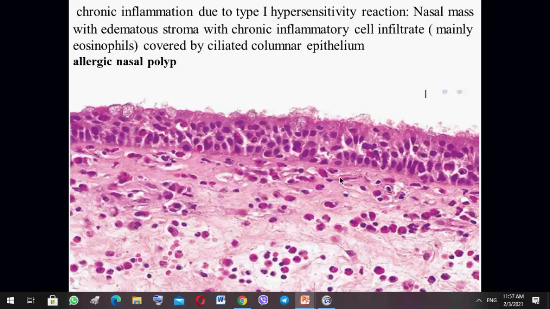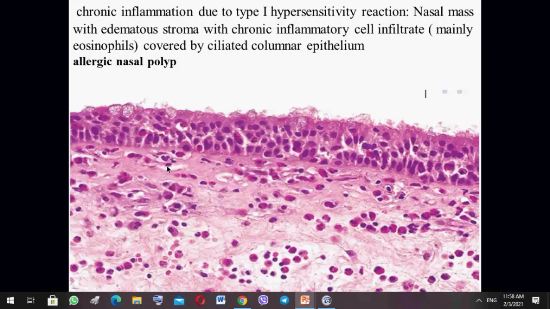Why are they abundant? Because the mediators that are released from the mast cells include chemotactic agents that will stimulate the recruitment of inflammatory cells, especially eosinophils, in large amounts. So when you see eosinophils, you may think about allergy, or you may also think about parasitic infestation. These two disorders will activate the eosinophils.